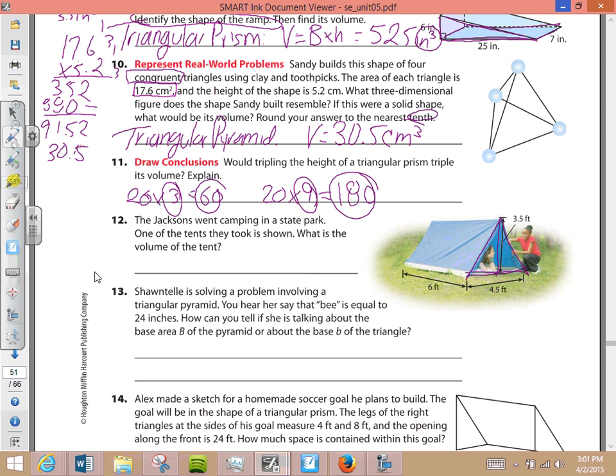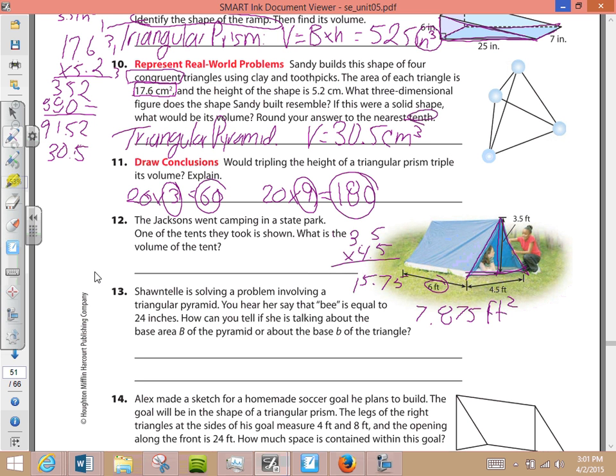Matthew? Times 4.5. And what do you get? What do you do with that? What do you divide by 2? It's a triangle, right? Good job. So what do you get when you divide by 2? Yes, feet squared, right? What do I do with that? You multiply by 6. And what do you get?